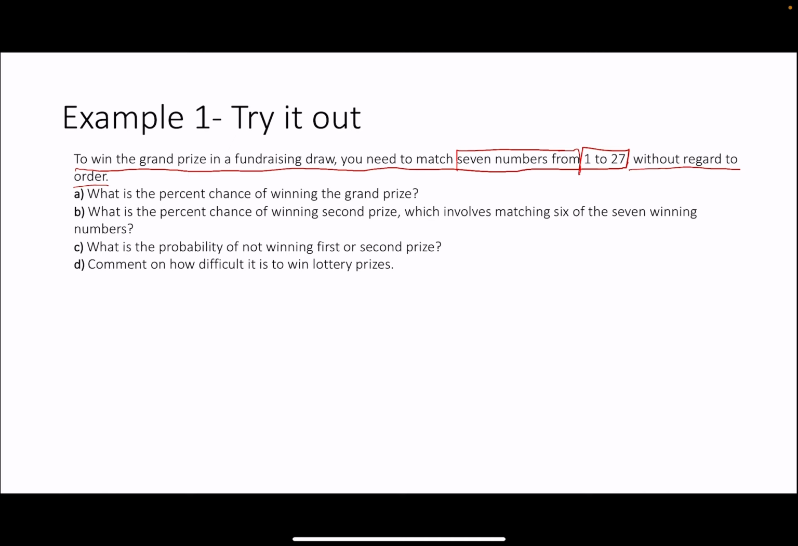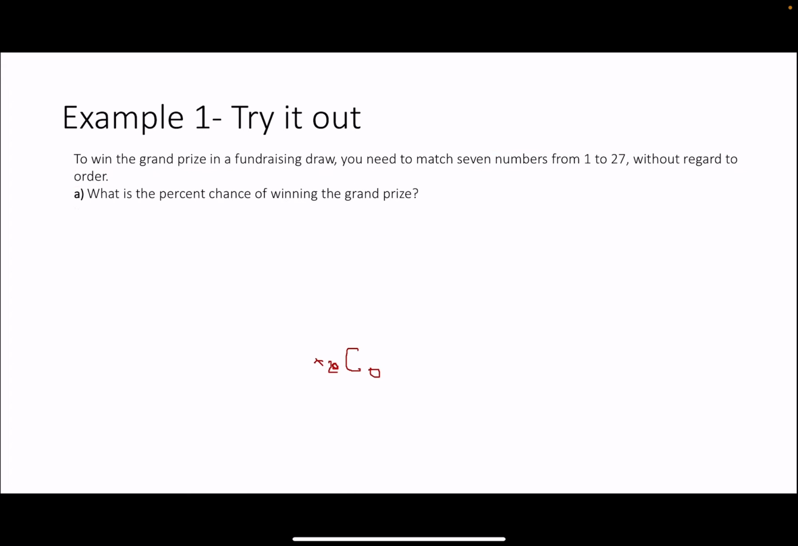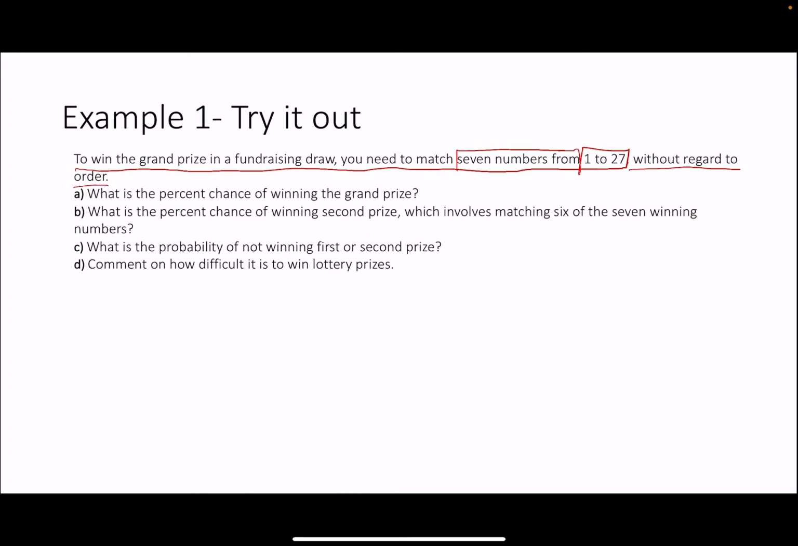Okay, so how many ways are there to win?